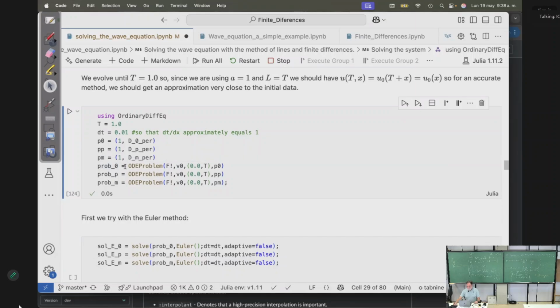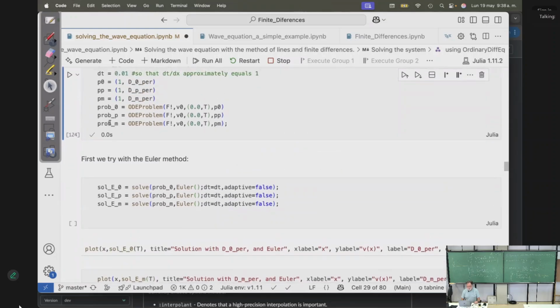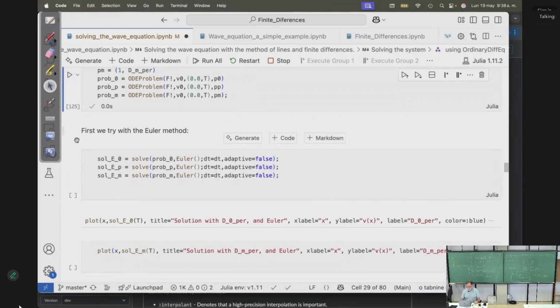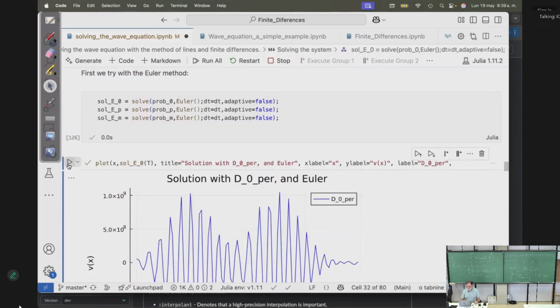And so you solve these problems. You present these three problems. So the same f, the same b naught, the same interval, but you change the derivatives, the finite difference approximations. And now you solve. You have the solution and you can plot the solutions.